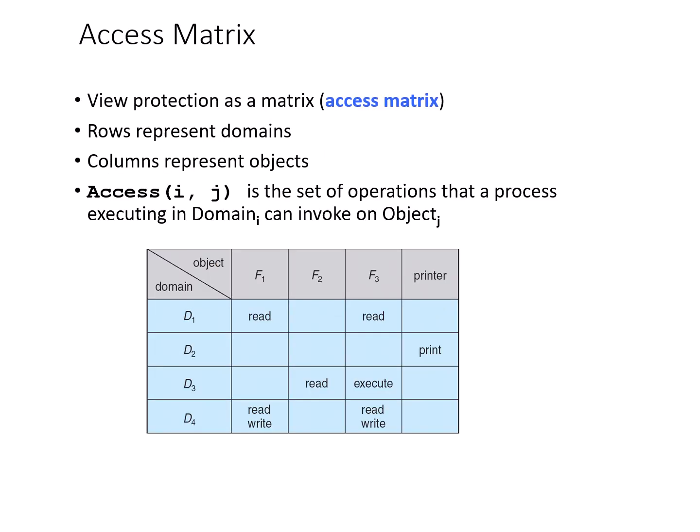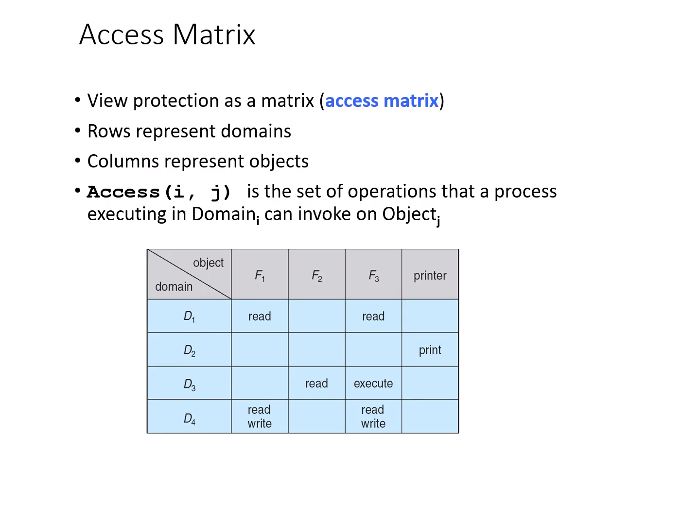The next one is the access matrix. It is used in operating system security to control access to the resource. Think of the access matrix as a table. The rows represent different domains, which are sets of access rights for a user or process. Columns represent objects such as files or devices like printers.